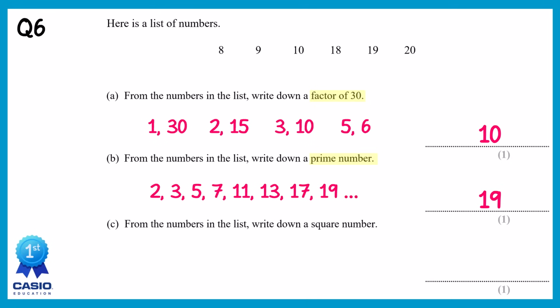And in the final part, we're looking for a square number. A square number is the result of multiplying a number by itself, so if we start with 1 times 1, that's 1, and that isn't in the list. 2 times 2 is 4, that's also not in the list, but 3 times 3 is 9, and that is in the list, so we would write down 9.